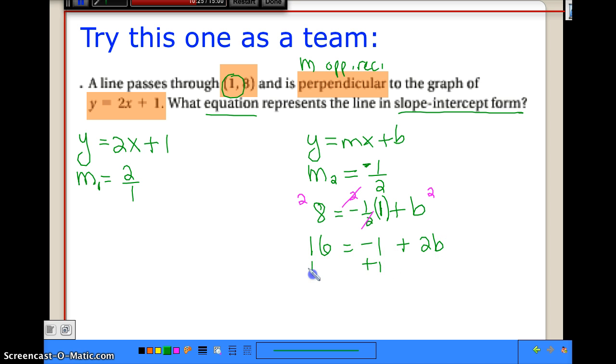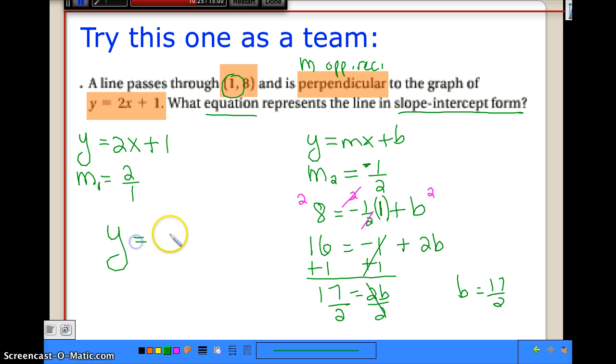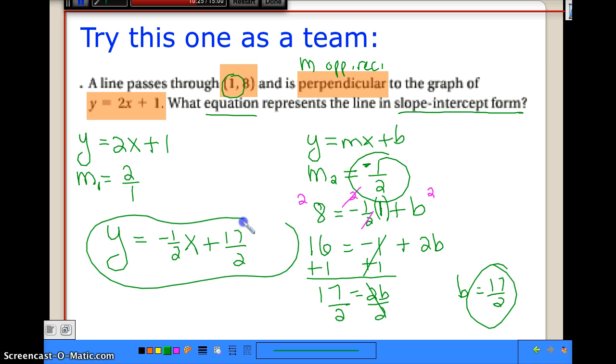Add 1 to both sides because we're solving for b. These guys cancel. We get 17 is equal to 2b. Divide both sides by 2. And we get b is equal to 17 over 2. Yuck. That's all right. We can just substitute it in. We get negative 1/2, which is this, and our b into our equation for slope-intercept form. And I'm good. Even though I don't like the fractions, they didn't ask me to graph it, so it's okay.